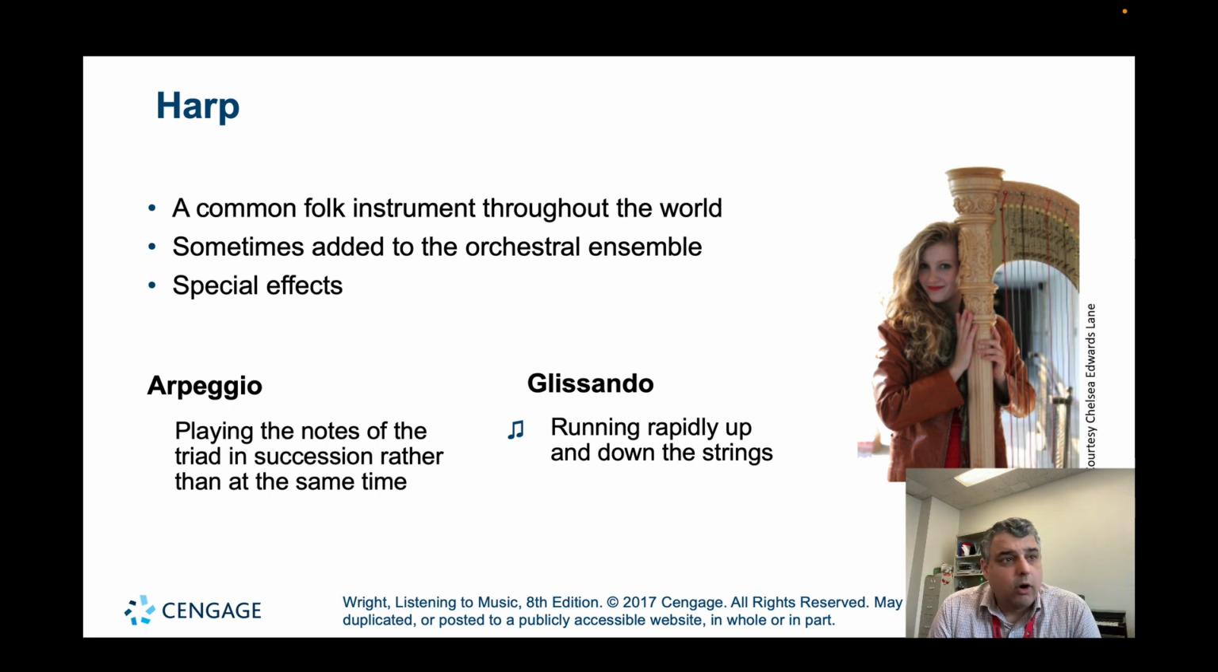Another thing that the harp does is sometimes it adds effects to certain pivotal moments in orchestral pieces. One effect that the harp adds is called a glissando, and that's basically rapidly sliding up or down the entire scale. Let's listen to what a glissando sounds like.